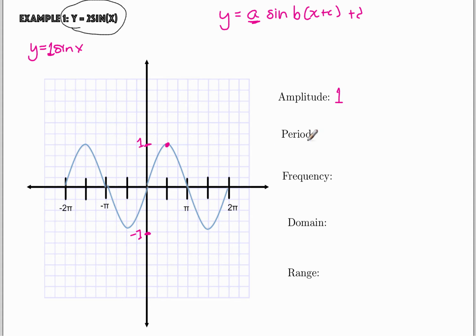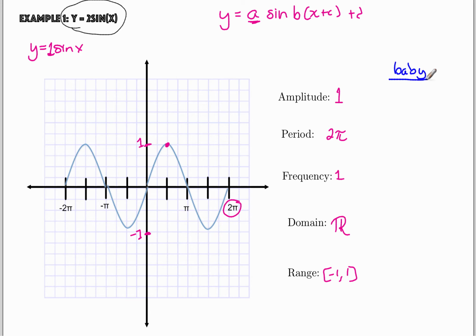Period. Period is how long it takes to make one sine wave. Well, how long did it take to make a hill followed by a valley? It took 2 pi. Frequency. How many sine waves do I see in 2 pi? Well, I see 1. 1 hill followed by 1 valley. That's 1. Just for giggles, the domain is all reals, and the range is from a low of -1 to a high of 1. So now they want me to do baby.